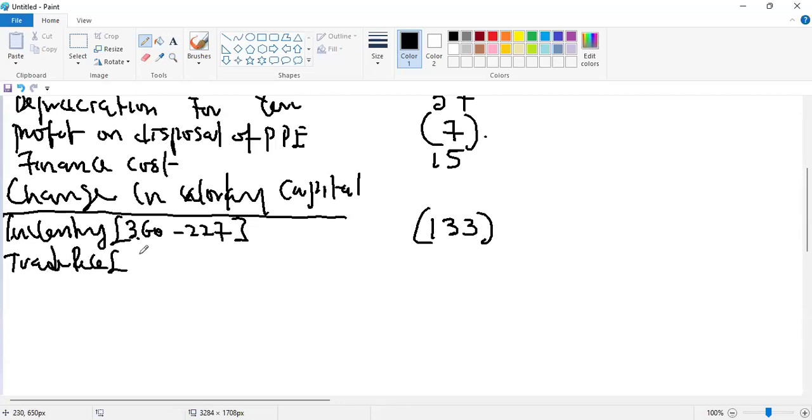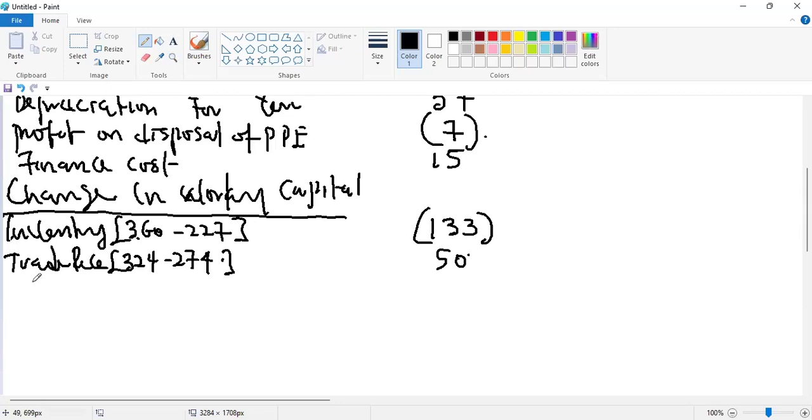Then I'll go to trade receivable. What is the trade receivable at the beginning? Trade receivable at the beginning is 324. At the end is 274. So the bigger will come first, 324 minus 274. So it has decreased. Decrease in current assets is a cash inflow. Those who owe us money, part of them have come to pay. How much is the inflow? 50.